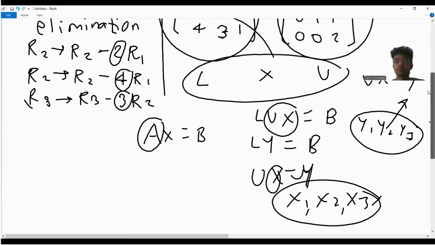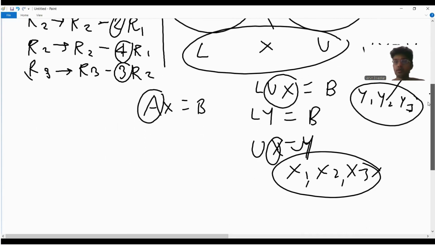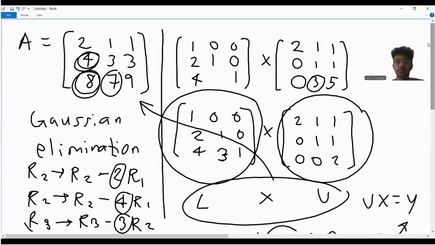I hope that's clear. So that's it. That's LU decomposition for you. I hope that is useful. This is how you perform LU decomposition, and that's one of the methods of solving a system of linear equations.